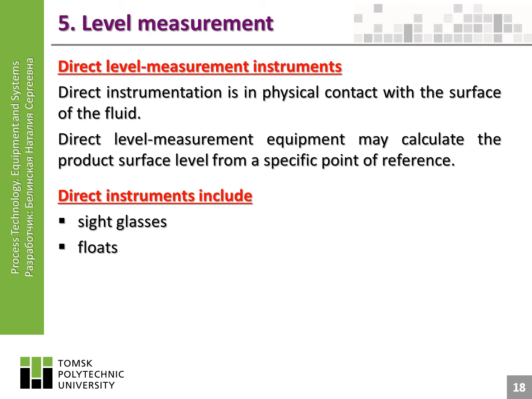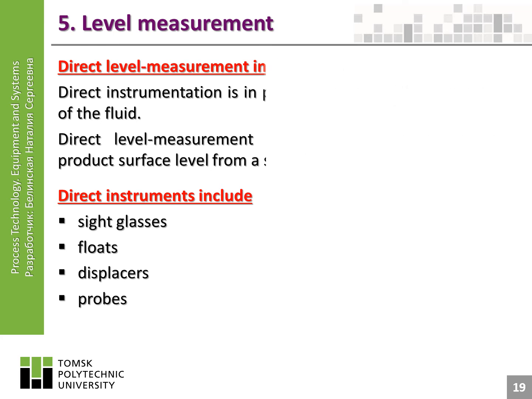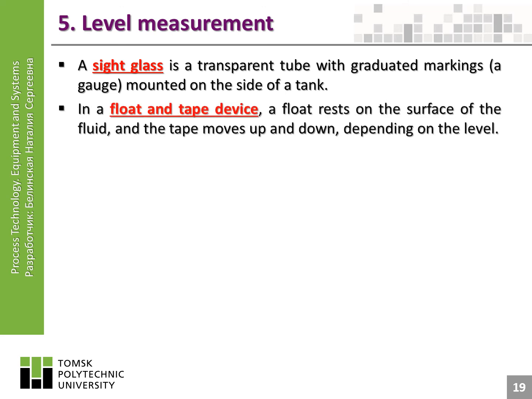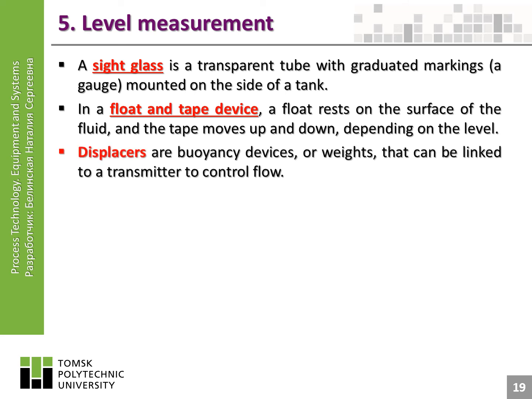floats, displacers, probes. A sight glass is a transparent tube with graduated markings, a gauge mounted on the side of a tank. In a float and tape device, a float rests on the surface of the fluid, and the tape moves up and down, depending on the level. Displacers are buoyancy devices, or weights, that can be linked to a transmitter to control flow.